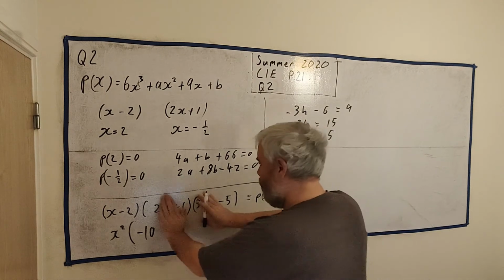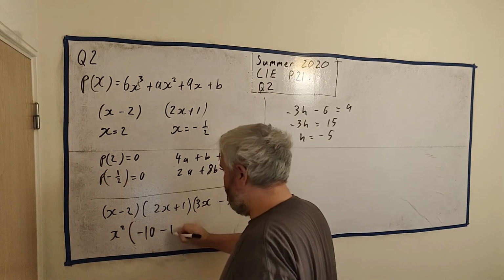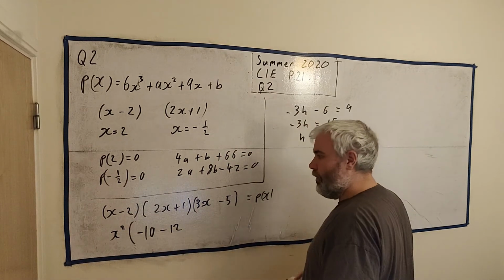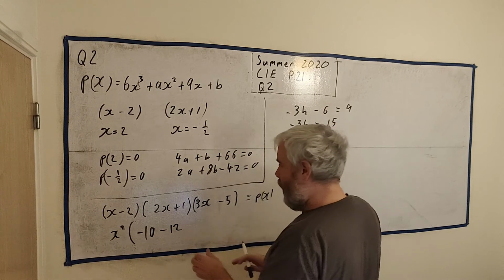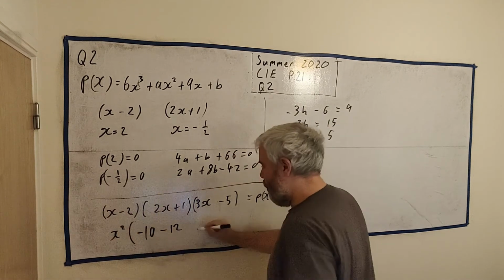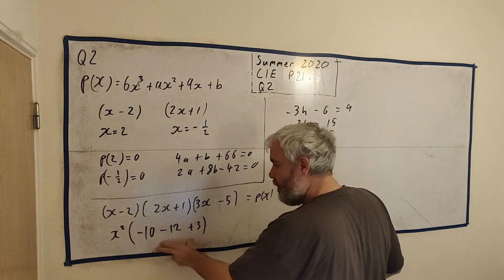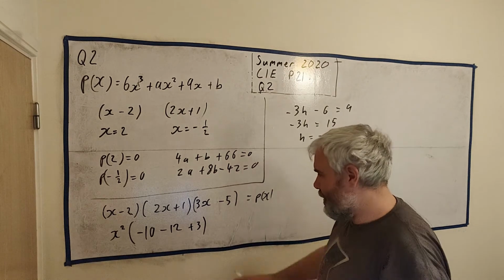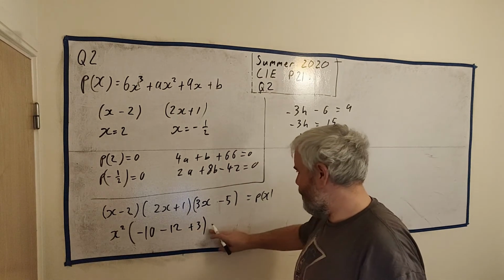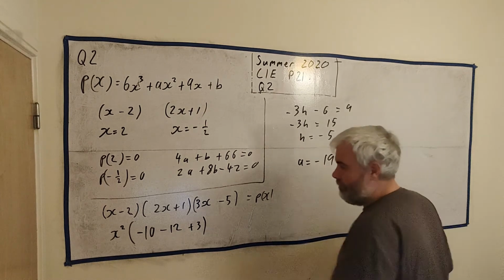The other x squareds will come from these. That's 6 times minus 2, that's minus 12. And the other x squared will come from, which ones did I use? These ones here, which is plus 3. So that means that term right here is the same as this term. That's minus 22, plus 3, that's minus 19. a is equal to minus 19.